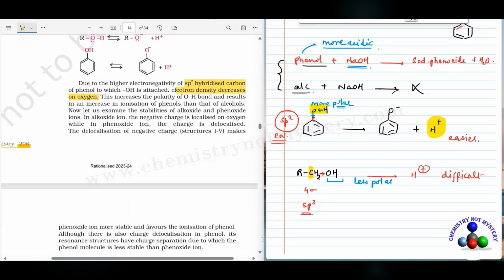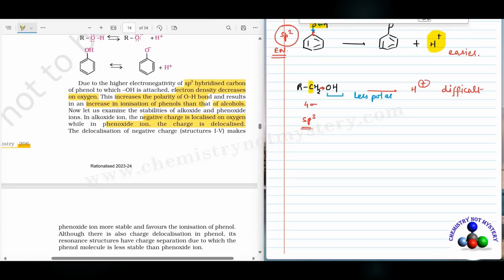Now let's read from the book. Due to higher electronegativity of sp2 hybridized carbon of phenol to which OH is attached, electron density decreases on oxygen. This increases the polarity of OH bond and results in increase in ionization of phenol than that of alcohol. Now let us examine the stability of alkoxide and phenoxide ion. In alkoxide ion, negative charge is localized on oxygen, while in phenoxide ion, the charge is delocalized.